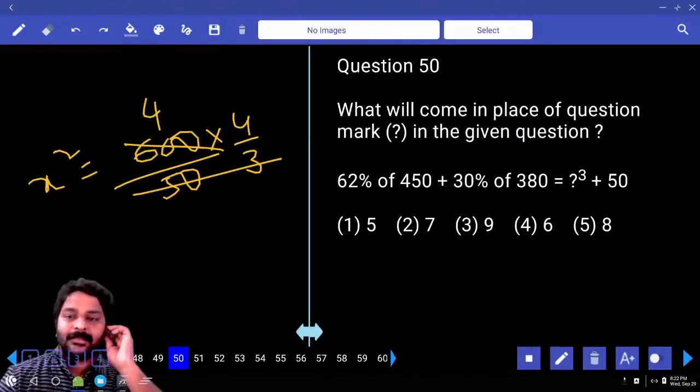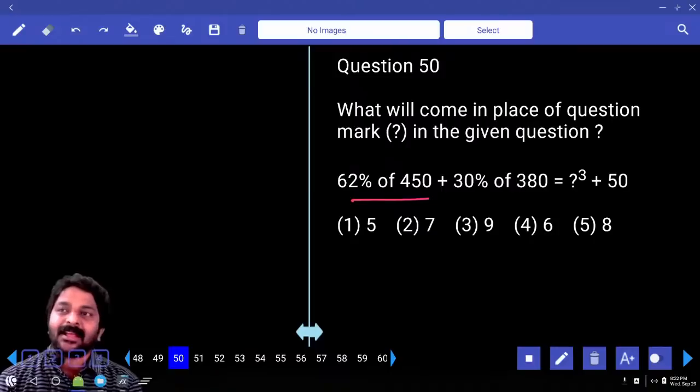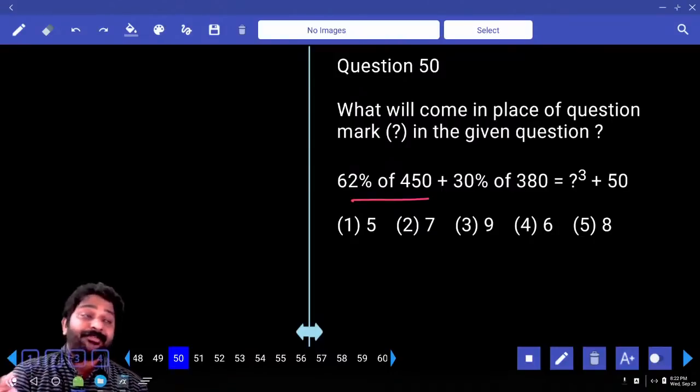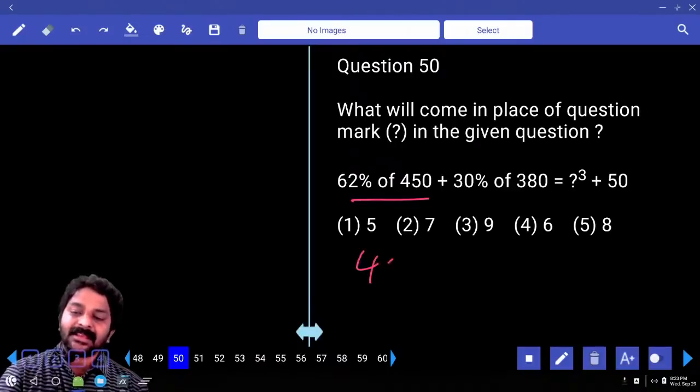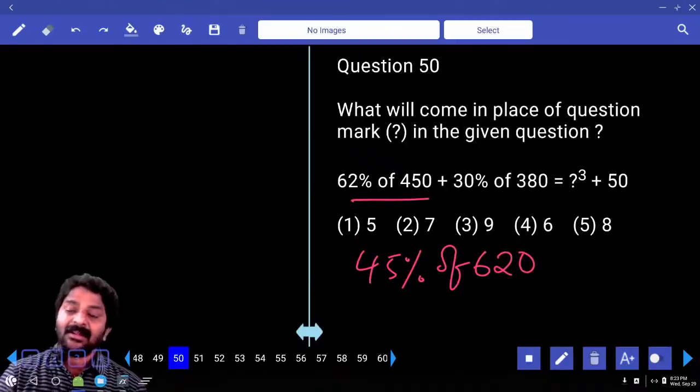A percent of B can be treated as B percent of A also. Instead of 62% of 450, we can also calculate it as 450% of 62. That also can be written as 45% of 620. We are adjusting zeros. 45% is 50% minus 5%.